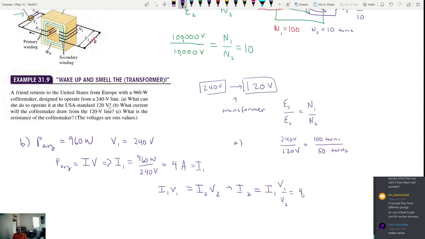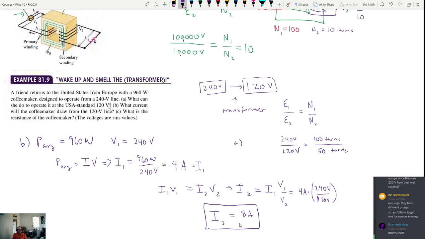So this is going to be 4 amps multiplied by V1, which was 240, over V2, which is 120. So now I2 is equal to 8 amps. So we're now sending twice as much current through the coffee maker, right? Twice as much current, which could be a problem. It could fry out the system if it's not designed to be able to take on that much current.